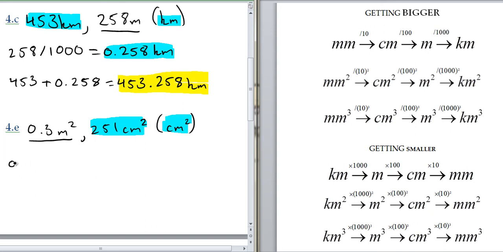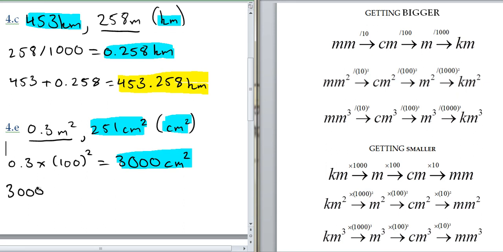Alright, well, 0.3 times 100 squared, do that on a calculator, and you should get 3,000 centimeters squared, because that's the one we're converting to. And now that's the same as our desired unit. Alright, so then all that's left is adding the two together. So we do 3,000 plus 251, which gives us 3,251 centimeters squared. And we're done, that's the answer.